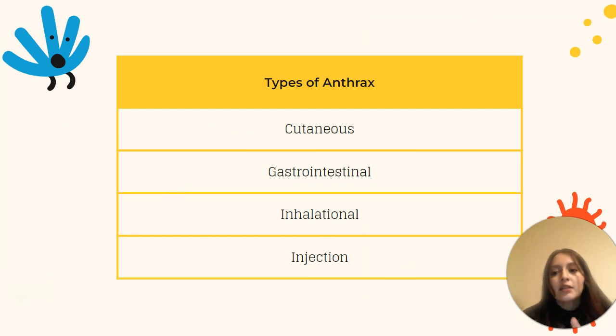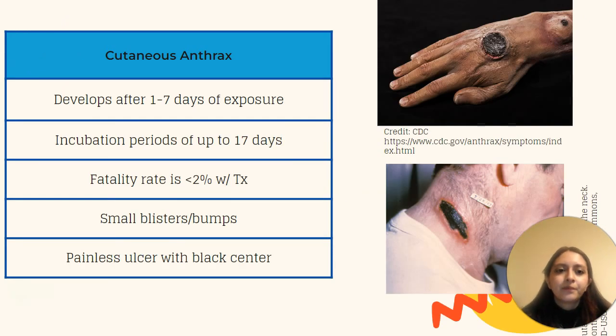Okay, so there are three main types of anthrax, but there's a fourth one that was recently developed or added, determined. But the main three are cutaneous, gastrointestinal, and inhalational anthrax. The fourth one is injection. So cutaneous anthrax. It develops after 1 to 7 days of exposure, and the incubation period has been recorded to be up to 17 days. The fatality rate for this form of anthrax is somewhere around 2% with treatment.